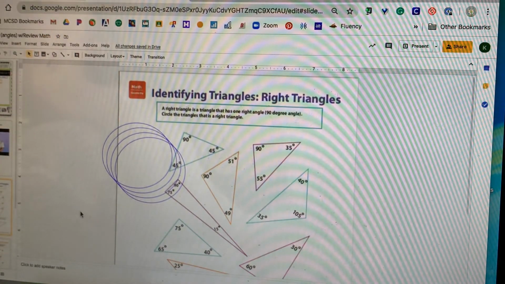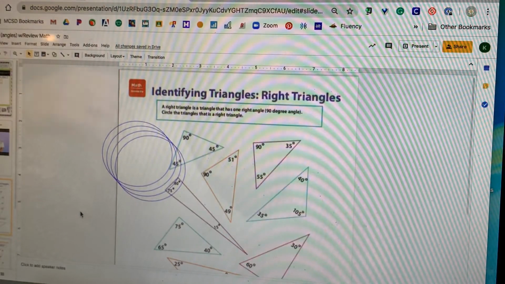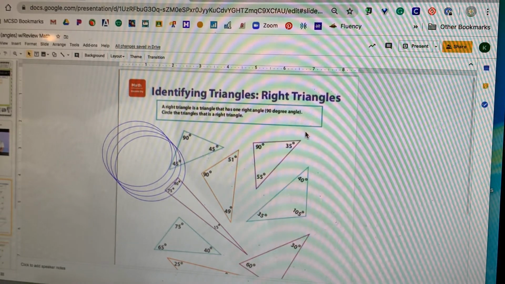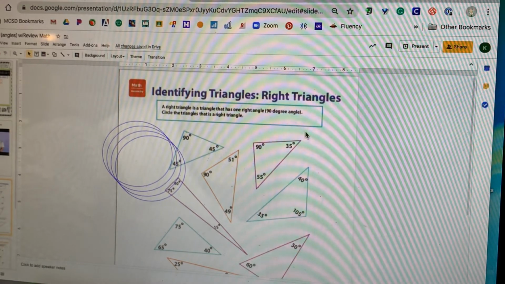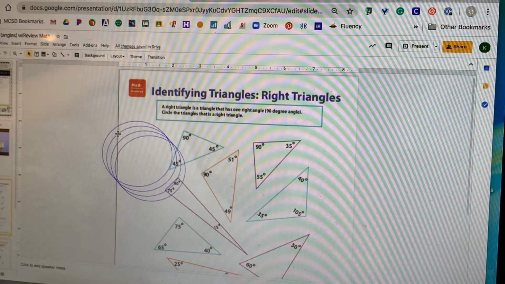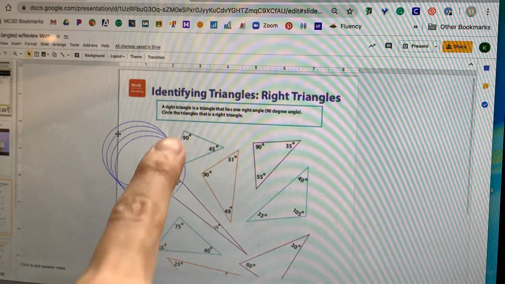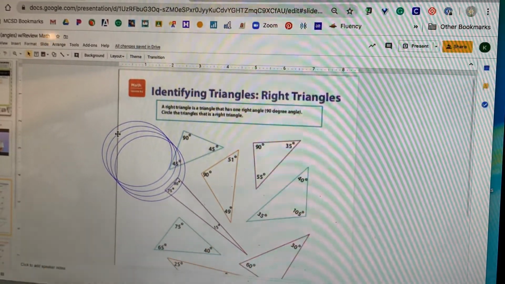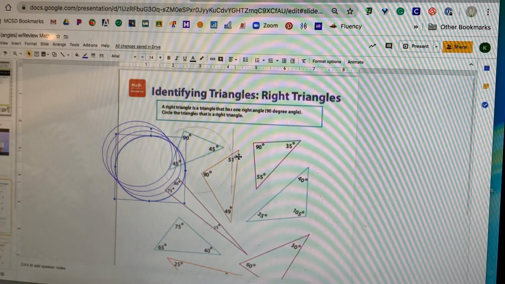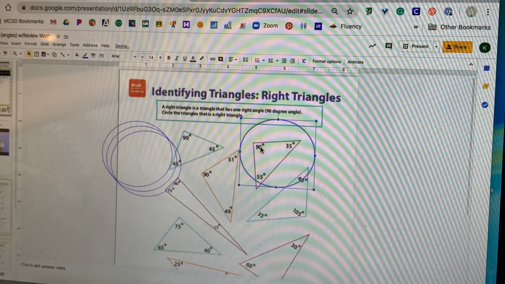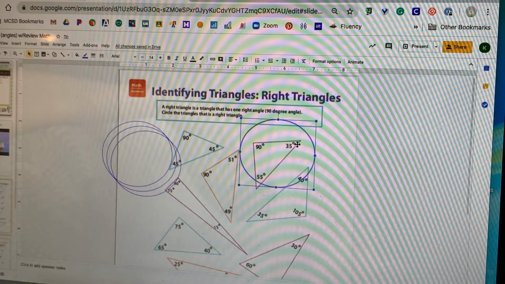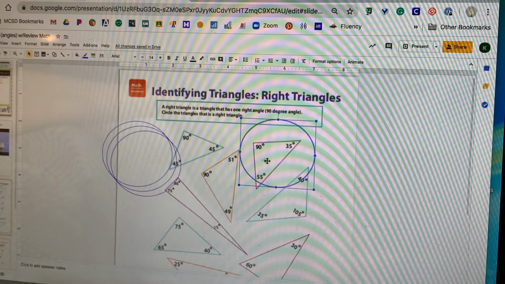All right, so you're back, you've just watched your video. This says identifying triangles that are right triangles. Like we learned, a right triangle is a triangle with a right angle. Super easy. And remember, a right angle is 90 degrees. So we're going to take these circles and circle any of the triangles here that have 90 degrees, because that means they are a right triangle. I see this one here has 90 degrees written right here. This triangle has angles 55, 35, and 90.